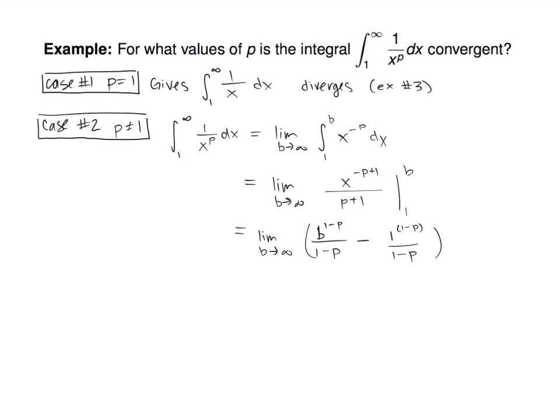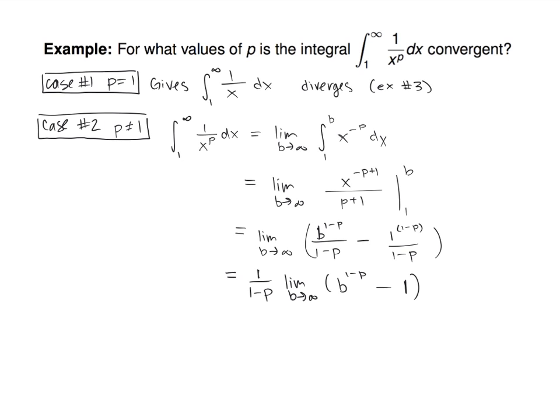So now first we're going to plug in b. We get b to the 1 minus p over 1 minus p, minus 1 to the 1 minus p power over 1 minus p. Is there a constant there that I can factor out of my limit? The 1 minus p is in the denominator, so that's going to be a 1 over 1 minus p, times the limit as b goes to infinity of b to the 1 minus p minus 1, and 1 to any power is just 1. Everyone okay with all the work that I did there?